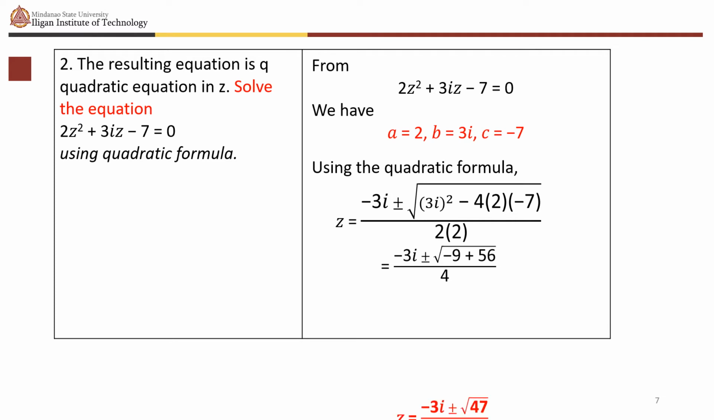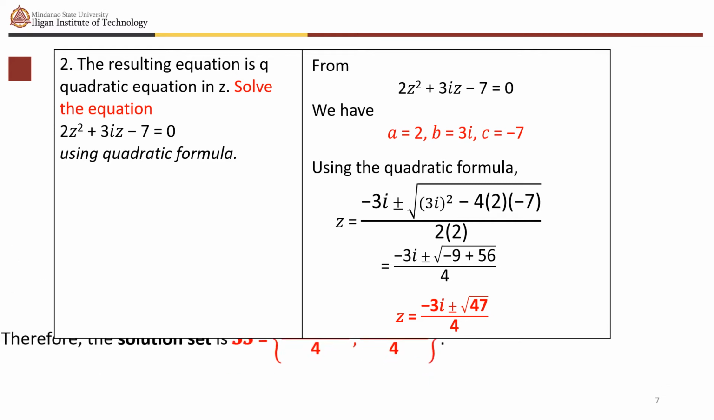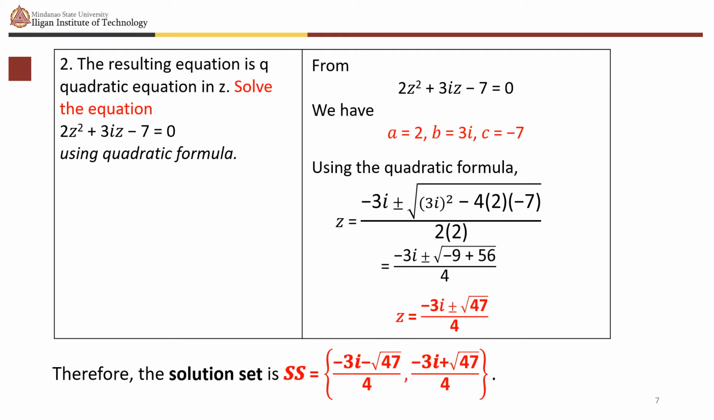Meaning to say, we have z equals negative 3i plus or minus square root of 47 all over 4. So our solution set is now minus 3i minus square root of 47 over 4 and minus 3i plus square root of 47 over 4.